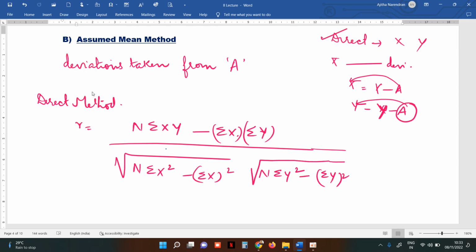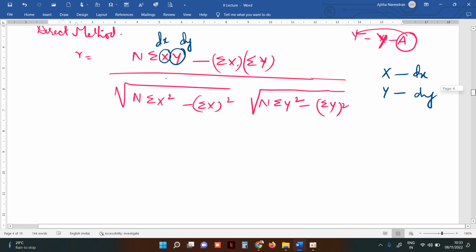Wherever n is there, no doubt n will be there. Wherever you have written x, you are going to write small dx. It means deviations of the x variable. Wherever you have written y, you are going to write dy. The formula will be exactly the same. The only thing is you are going to use dx and dy. In place of x, wherever x is there, you write dx, and wherever y is there, you write dy.